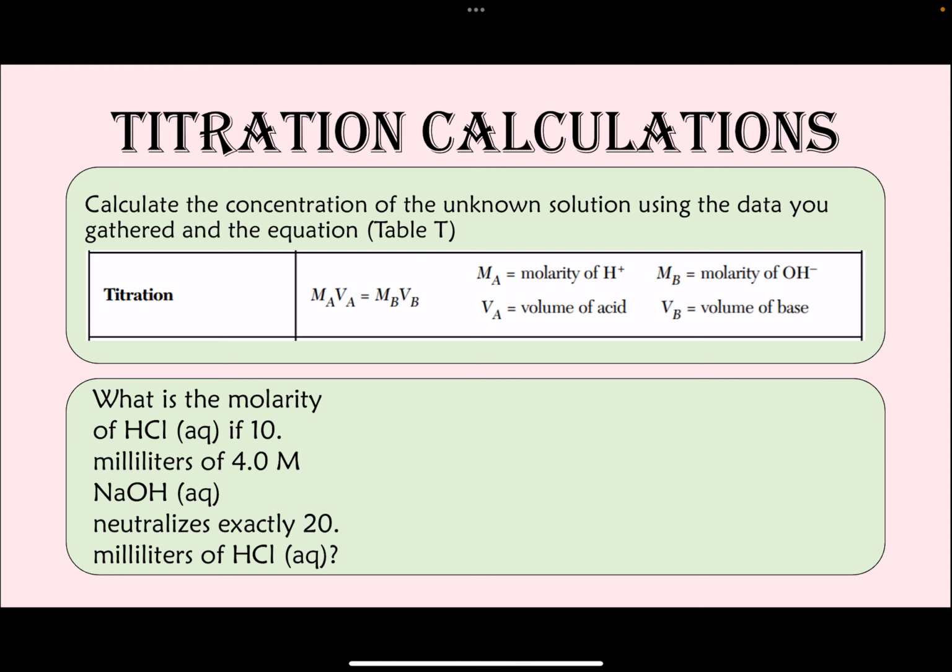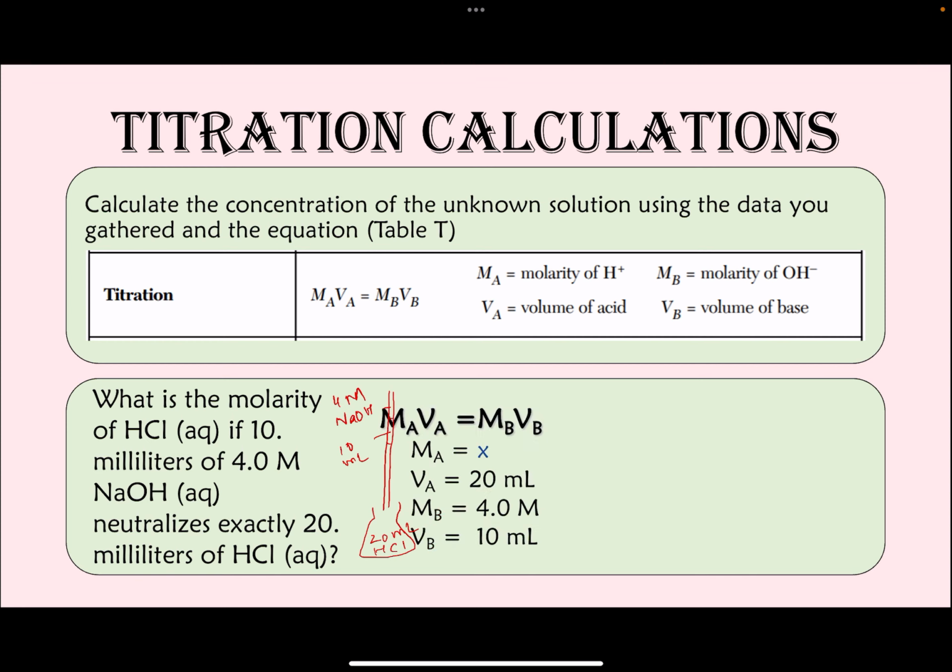What this question is telling you is that if you think about your setup, in the burette, you had the sodium hydroxide. And more specifically, you had 4 molar sodium hydroxide. And when you read that volume from the burette, that difference in volume was 10 milliliters, because you used 10 milliliters of your sodium hydroxide. And then in the flask at the bottom, you had 20 milliliters of HCl. Okay, so we need to figure out what is the molarity of that HCl that we had in the flask.